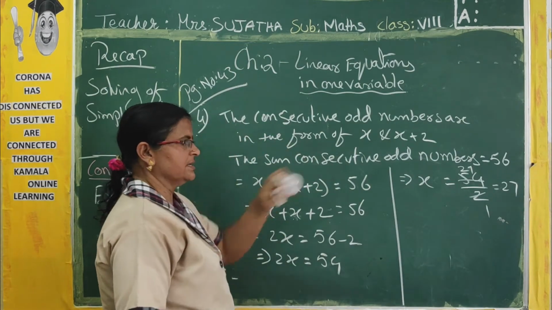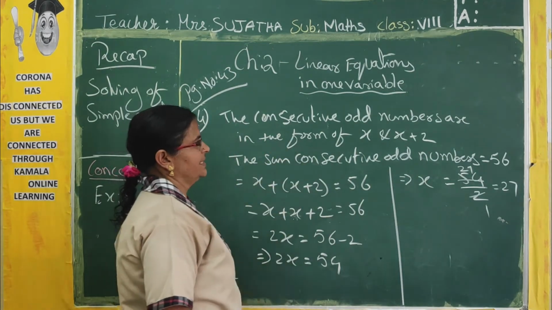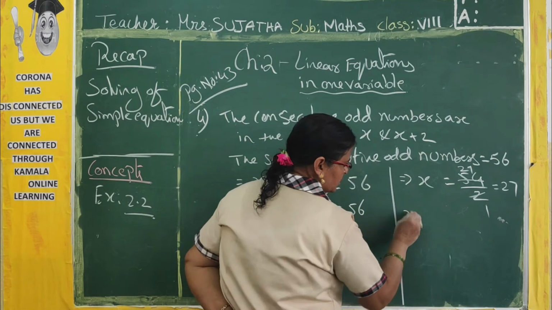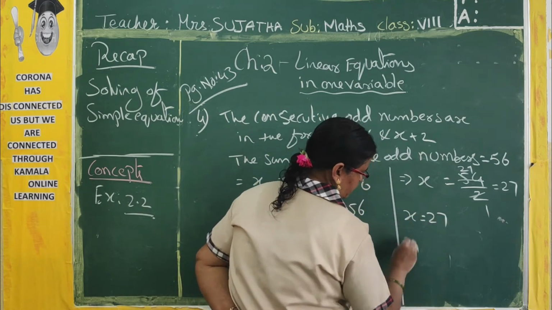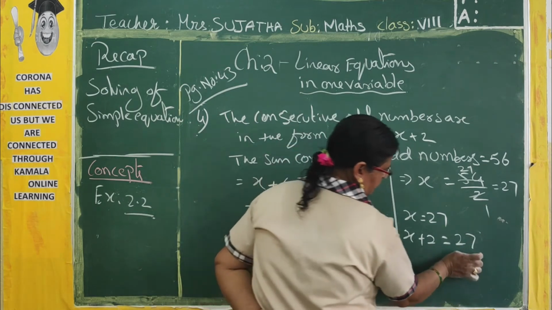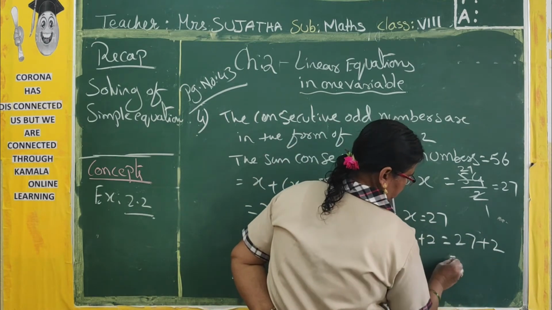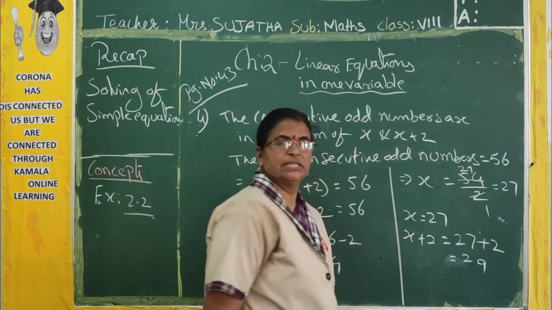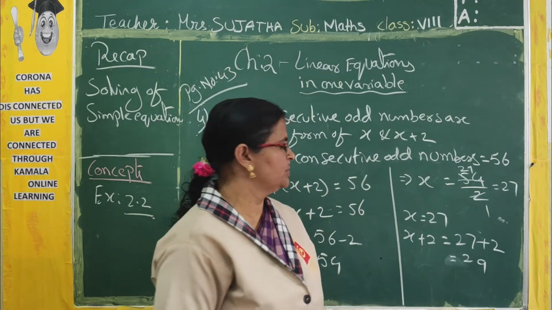Okay. Now the first number is 27. Then what is the next number? It is x plus 2, and x is equal to 27 we got. So 27 plus 2 is 29. Now we have to check whether these answers are right or wrong.